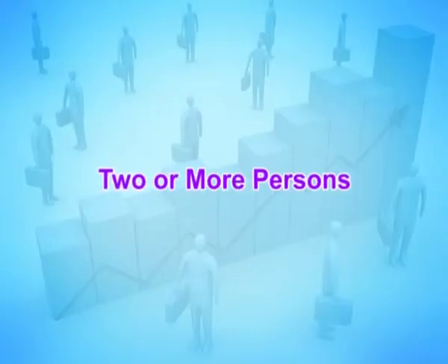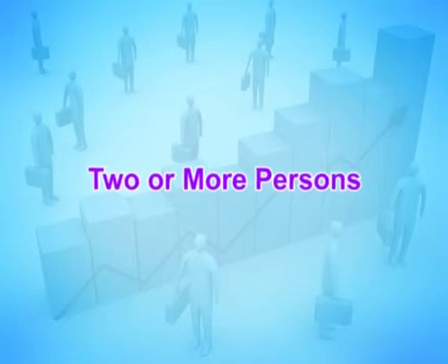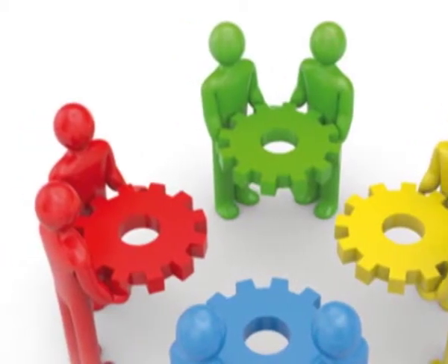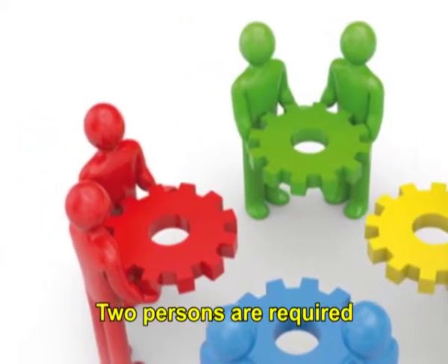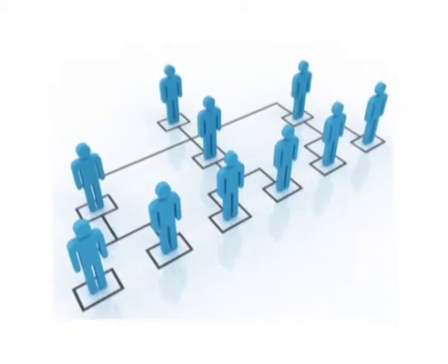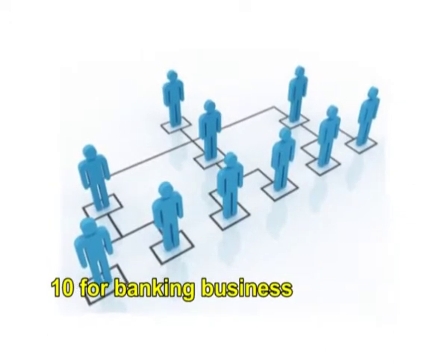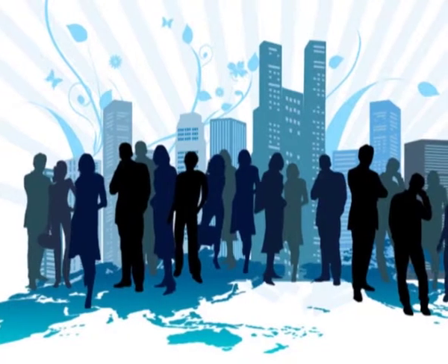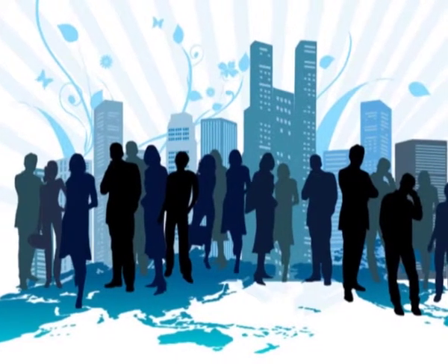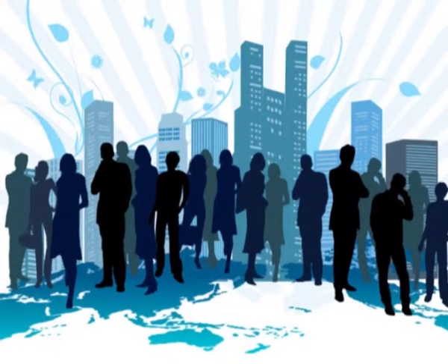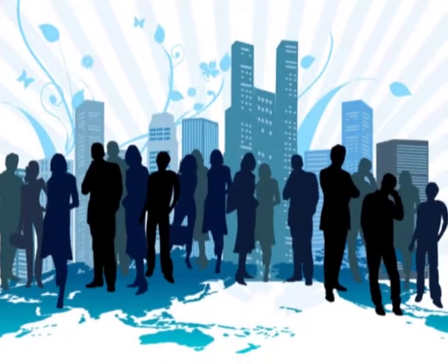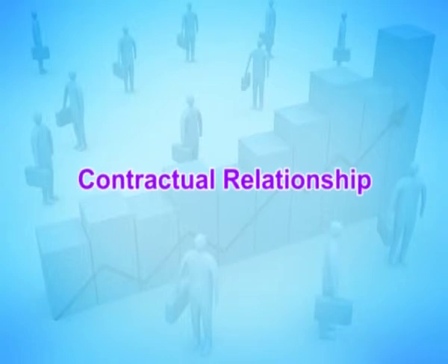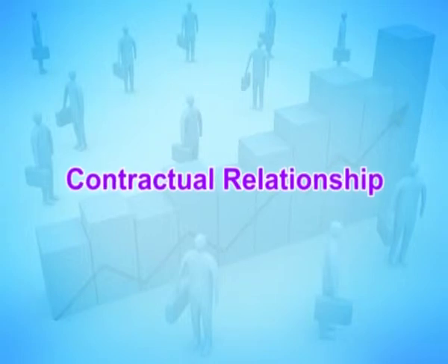Two or more persons. To form a partnership firm, at least two persons are required. The maximum limit on the number of persons is 10 for banking business and 20 for other businesses. If the number exceeds the above limit, the partnership becomes illegal and the relationship among them cannot be called partnership as such.